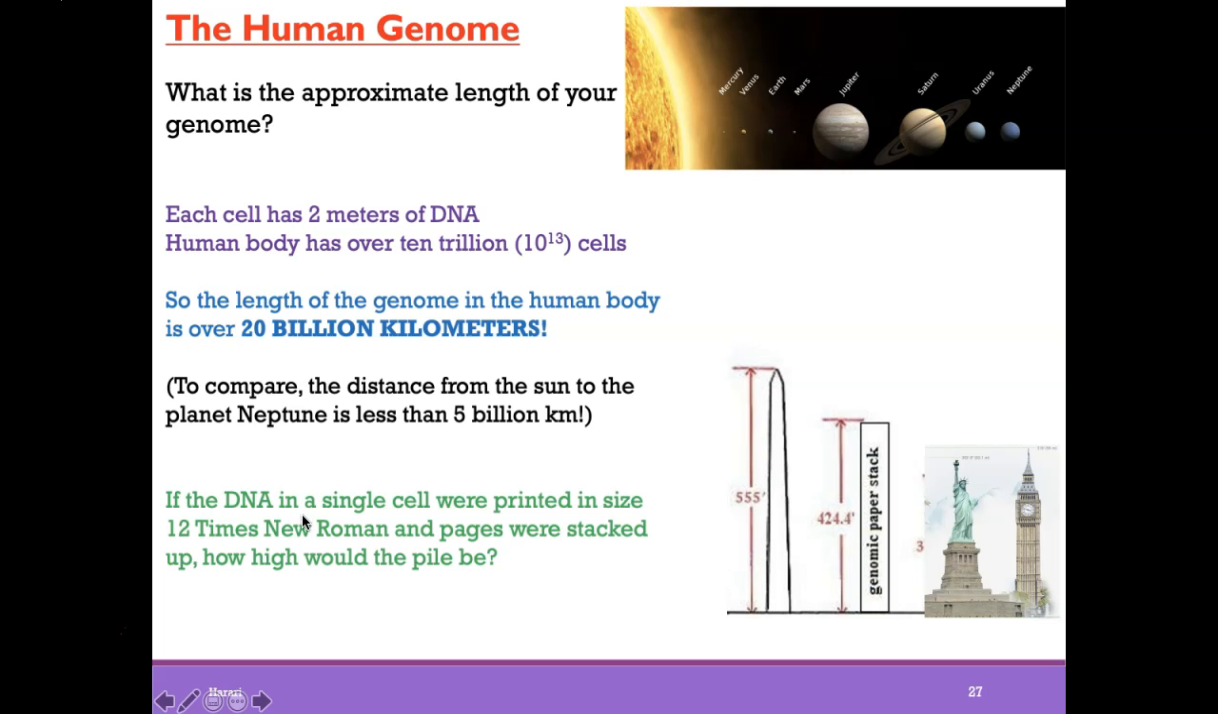If the DNA in one of your cells were typed out, if I just typed out your human genome on regular paper, size 12 font, Times New Roman, normal margins, and I stacked up all the pages, that stack would be almost as high as the Washington Monument and taller than the Statue of Liberty and Big Ben. It would be about 420 feet high, just your genome typed up in regular size 12 font. So clearly, we have a lot of information in each of our nuclei.